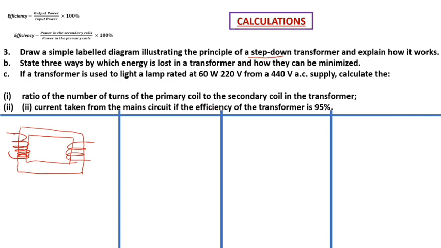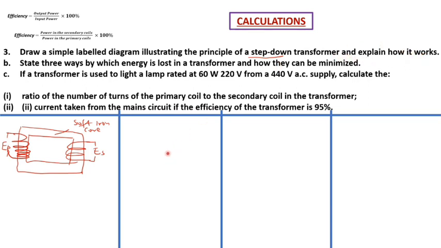So basically, this is a transformer, so we can label this as ES, EP. So this is the soft iron core. So basically, this is a step-down transformer because we have a higher number of turns in the primary than that of the secondary. So how do we now use it? So state 3 ways, okay, to illustrate and explain how it works.